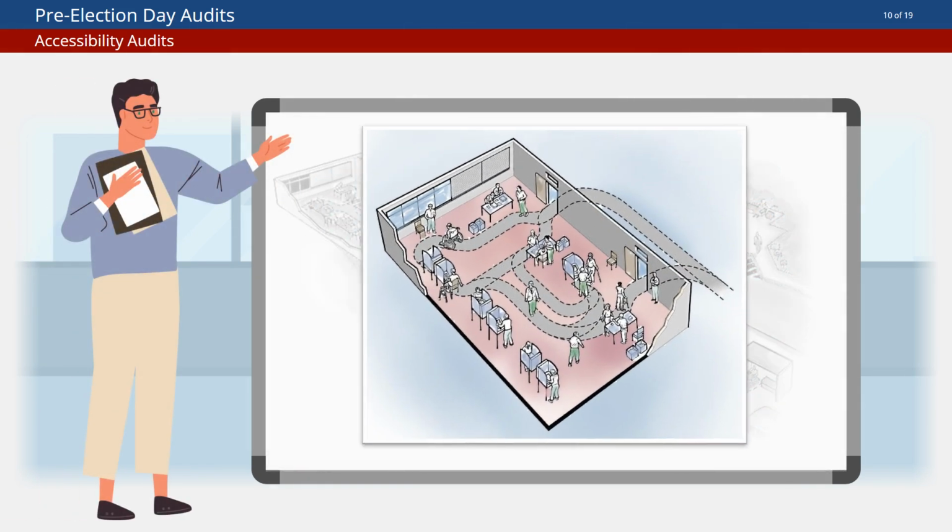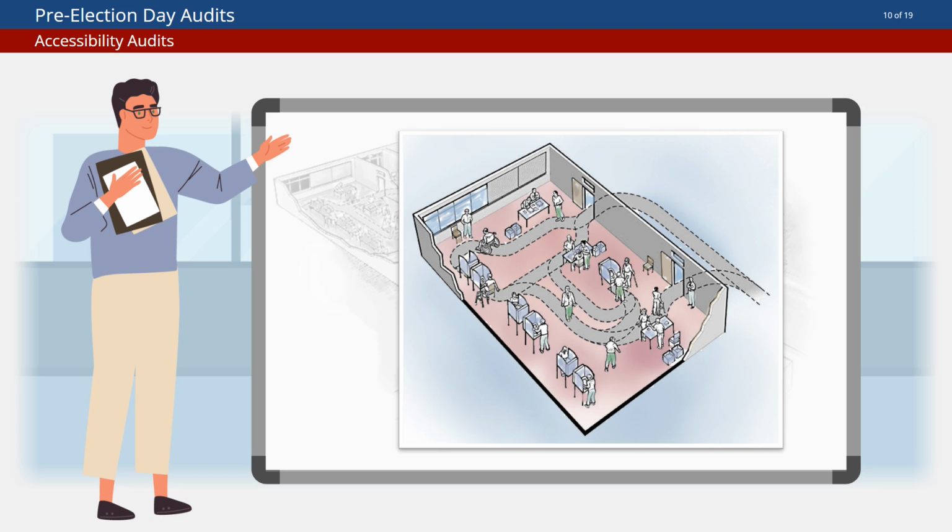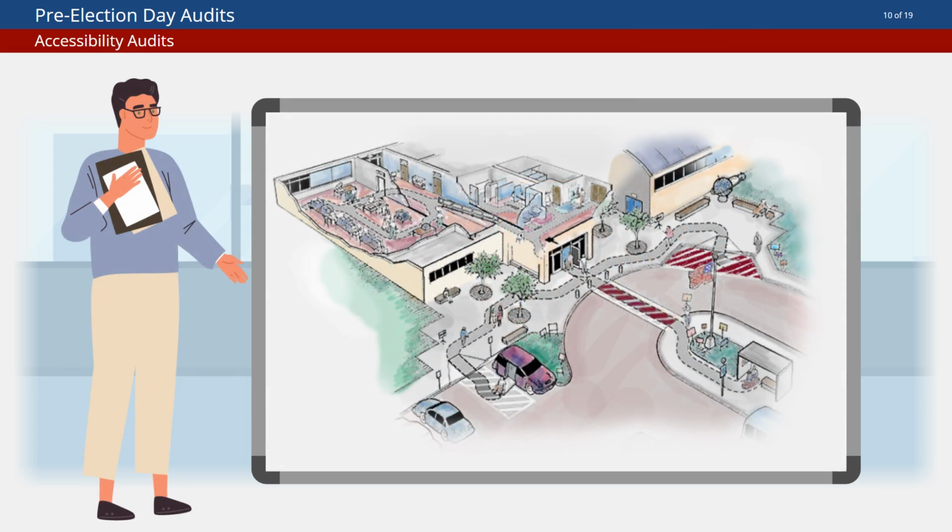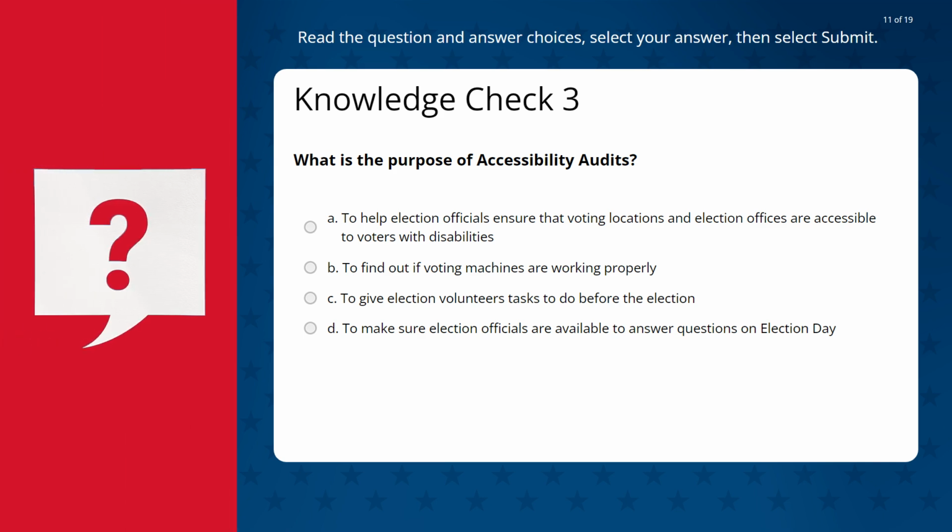Once a voting location is set up, officials can also review the accessibility of the voting area. This includes making sure it is free of obstacles and that tables and voting booths are accessible for voters. Accessibility audits help ensure that all voters can access their voting location or visit their election office, regardless of whether they have a disability.